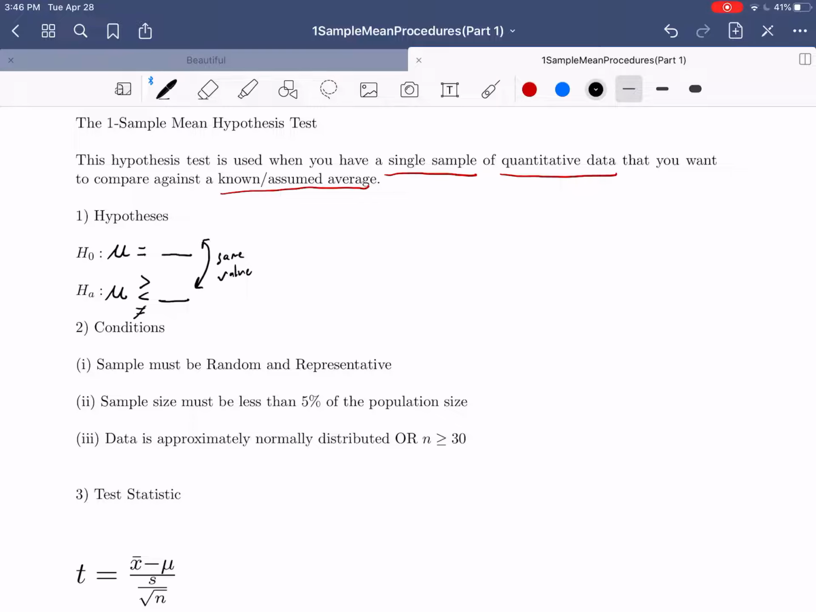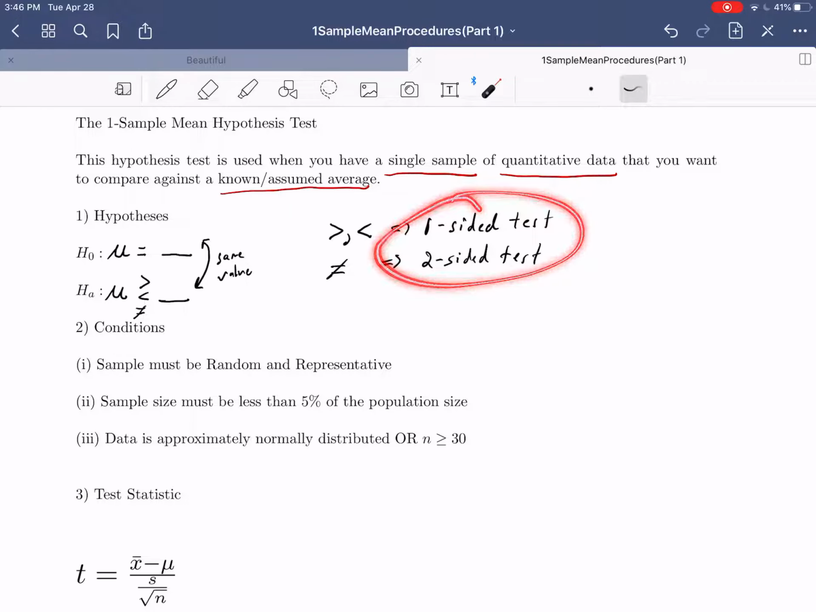A little bit of terminology here. If we use this or this, so if we use a greater than or a less than, this is referenced as a one-sided test. In other words, we have a particular direction. We think the average is greater or we think the average is smaller, so we have a particular side. Whereas if we use the not equal to, we call that a two-sided test. And we will see when we get to step 4, the p-value, that it matters whether you're running a one-sided or two-sided test.